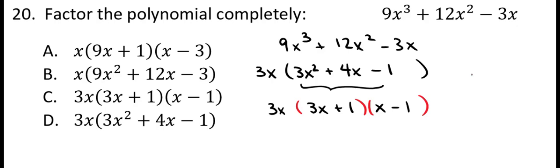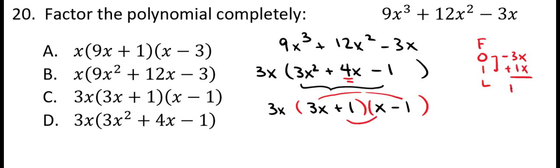So let's check the outer and the inners, because the outer and the inners are supposed to combine to give us a positive 4x. So in this case, that gives us a negative 3x, gives us a positive 1x, and that combines to give you a negative 2x, which is not the middle term. So we're going to switch around the signs. So this is going to be minus 1, plus 1.